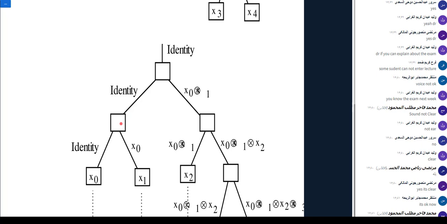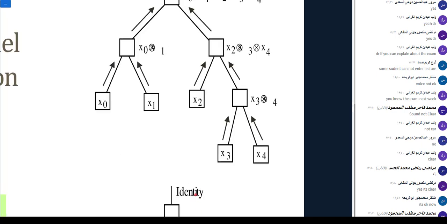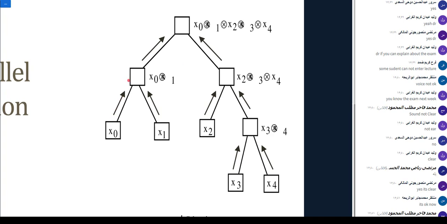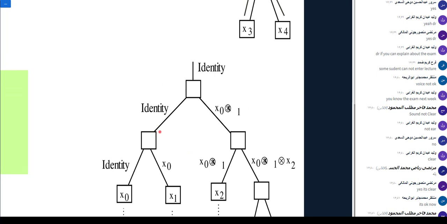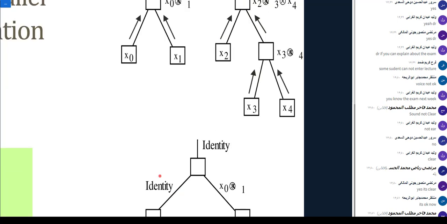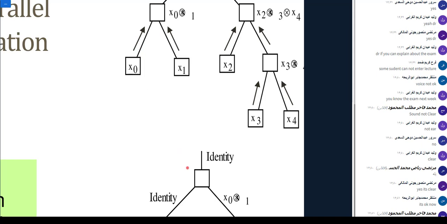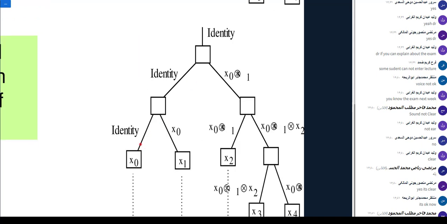How about this place? What is received at the left child of this place? x0. So what is received from up? I. The I is moved from up to left. The previous left, which was x0, and the combination of previous left and I is moved to right. x0 I x0.